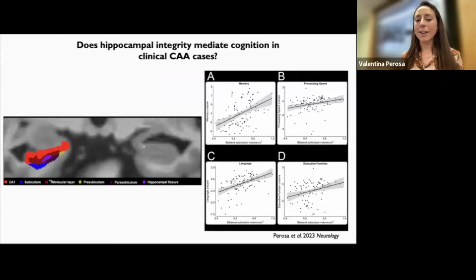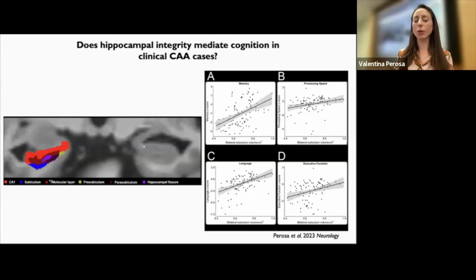So when I joined the Stroke Research Center at MGH, one of my lines of study kept being interested in the hippocampus. What we did was investigate the relationship between hippocampal integrity and cognition in a CA cohort, and we saw, frankly not surprisingly, a relationship between the loss in integrity in all the hippocampal subfields and all the cognitive domains, also in the CA patients.